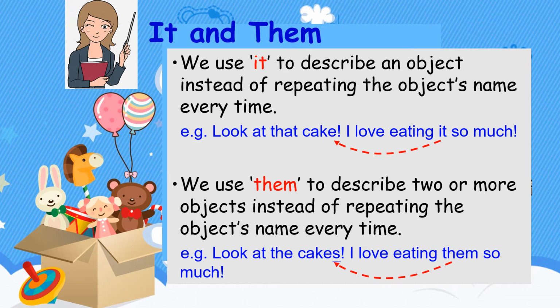For example, look at the cakes. I love eating them so much. Instead of repeating the cakes in the second sentence, we use them to replace it. The word them in the second sentence refers to the cakes in the first sentence. Let's see more examples about it and them.